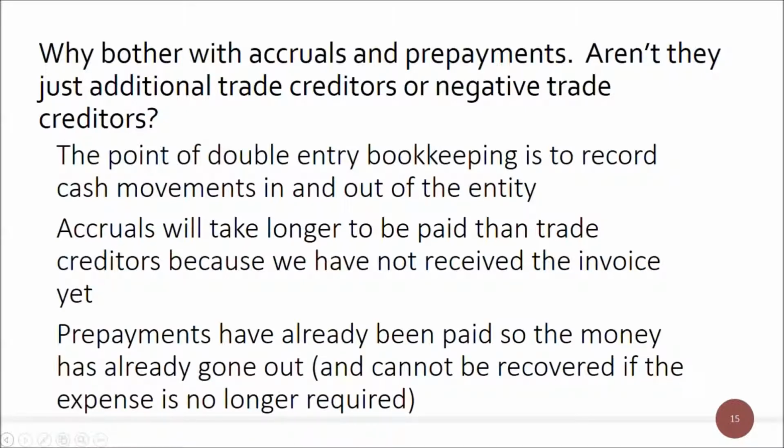Prepayments, they've already been paid, so they're not negative trade creditors. We've already paid these out. And why are they not then some form of debtor, let's say? Well, we can't get the money back. So if we decide that we're just not going to use this particular thing anymore, let's say we decided to cancel our phone contract or whatever it is, then we're not going to get the full money back, if anything, really. So it gives you an idea about whether it is worth as much as the trade creditor. So that's the reason why we have different names for them, simply to tell the user of the accounts specific things in terms of the timings of the payments and their recoverability.